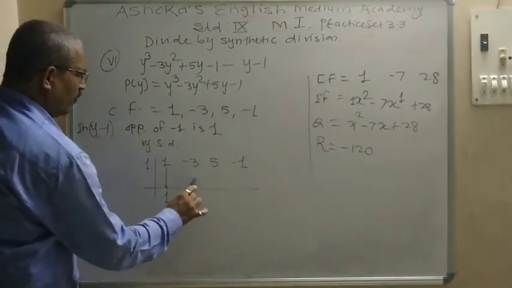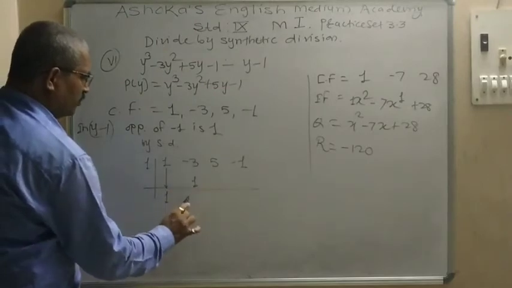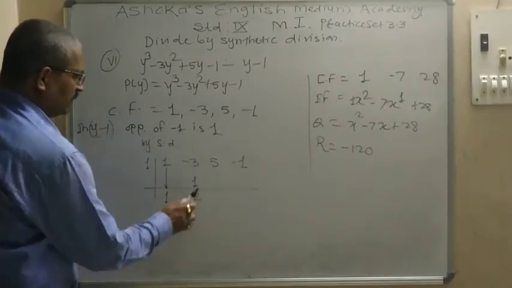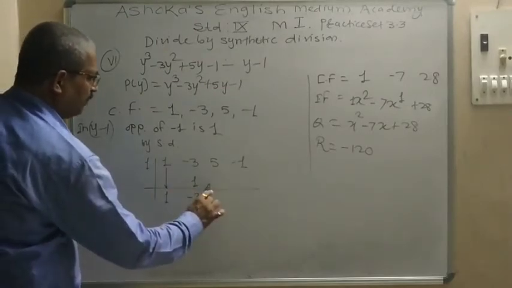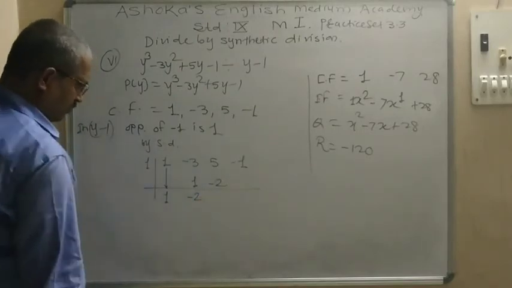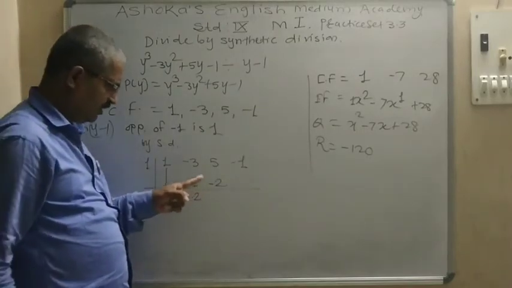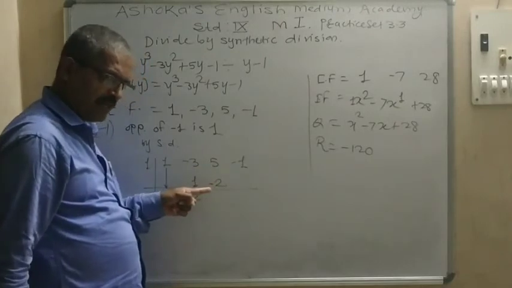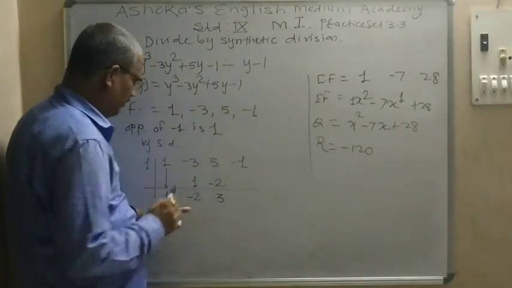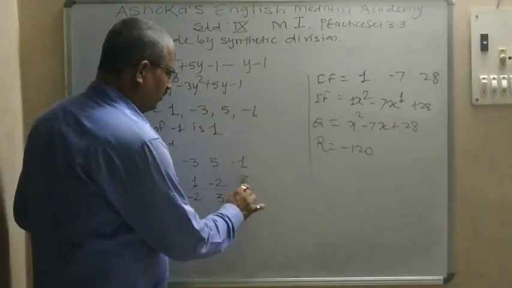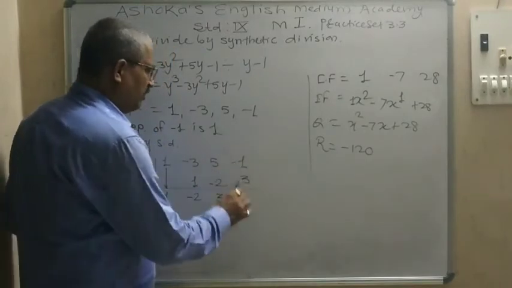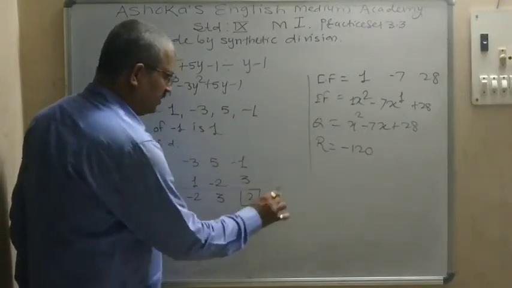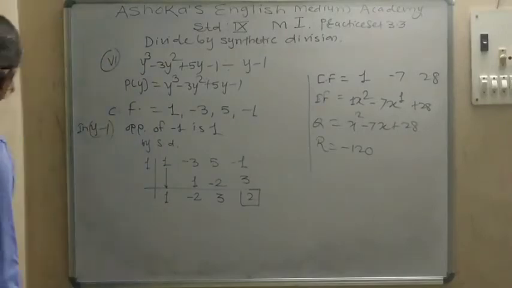1 into 1, 1. Minus 3 plus 1, minus 2. Minus 2 into 1, minus 2. 5 plus minus 2 means 3 will remain. 3 into 1, 3 ones are 3. So 3 minus 1, here this divisor remainder is 2.